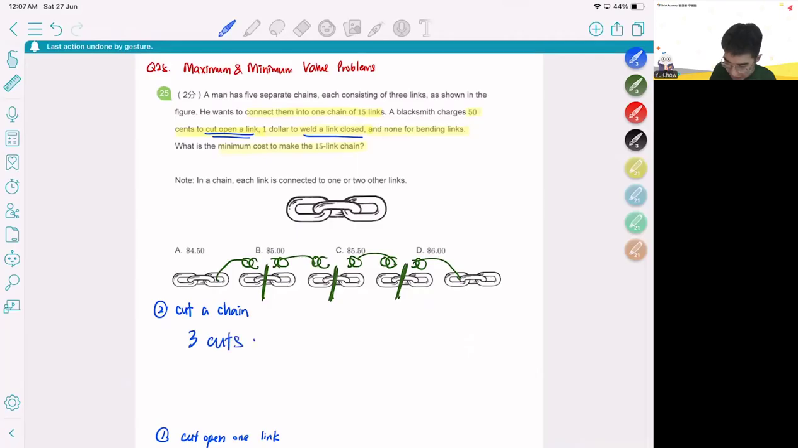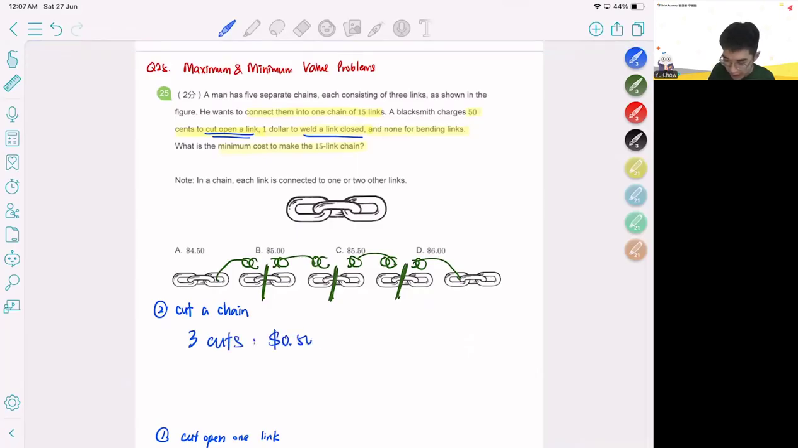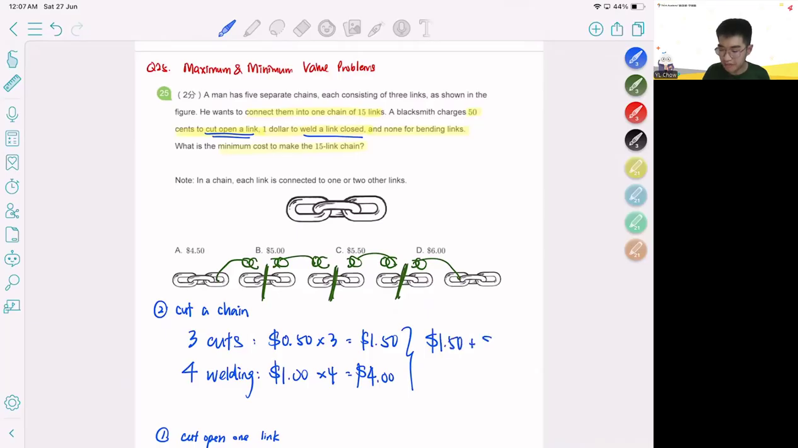Similarly as just now, that will be 50 cents times 3 equals $1.50. But this time, the merging is 4 times of merging or 4 times of welding. Each time of welding is $1. So $1 times 4 is equal to $4. And the total cost will be $1.50 plus $4 equals $5.50. So if cutting open a chain means you cut once on a chain, it takes 50 cents. This is the least that you can take to make the whole chain connected.